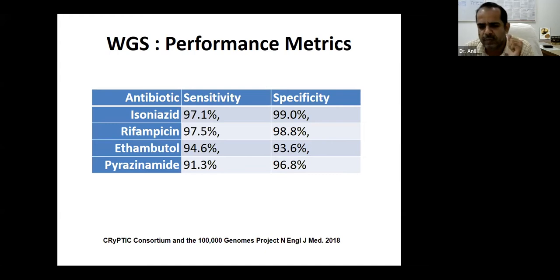Ethionamide has got poor specificity because usually the whole genome sequencing picks up the inhA mutation to look for ethionamide resistance. But there are many other genes that are responsible for ethionamide resistance that may not be looked into. They don't have data about whether it confers phenotypic resistance. So data is lacking. As a result, ethionamide has got a poor specificity and sensitivity.